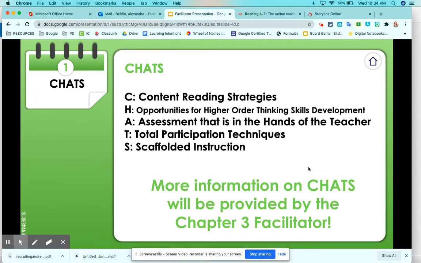At the end of the chapter, it explains the CHATS model, but I won't go into it too much because I saw that this is explained in Chapter 3, and the Chapter 3 facilitator has to talk a lot about this, so I won't go too in-depth into what each one means. C means content reading strategies. H is opportunities for higher order thinking. A is assessment that is in the hands of the teacher. T is total participation techniques. And then C is scaffolded instruction. So all of these will be strategies to help us with our ESOL students.